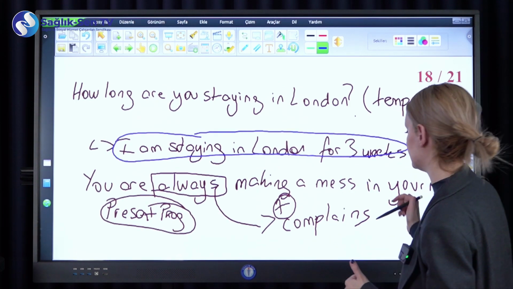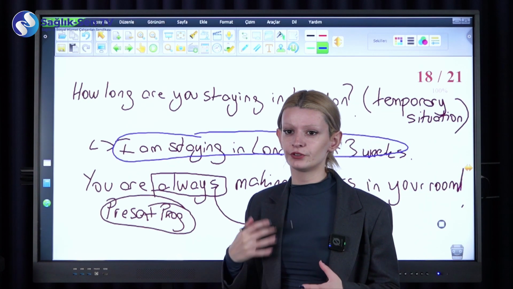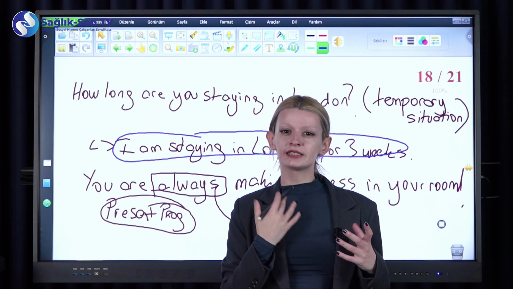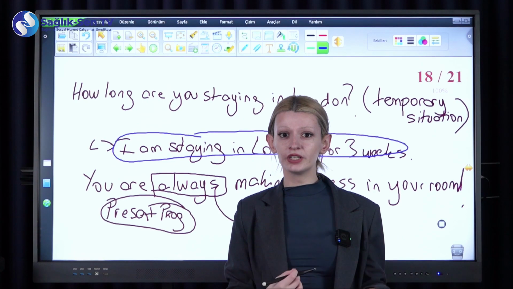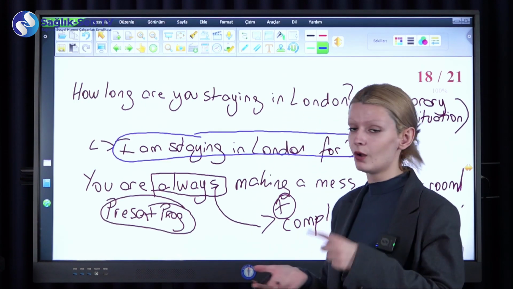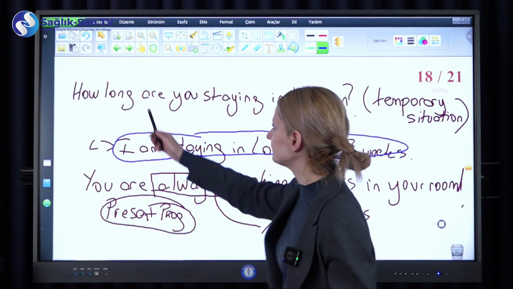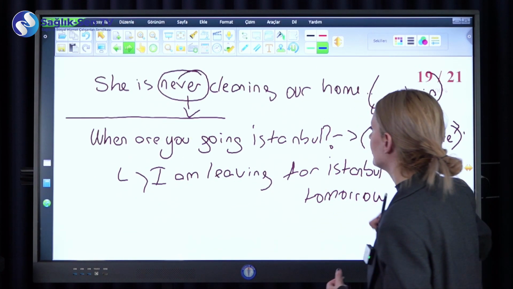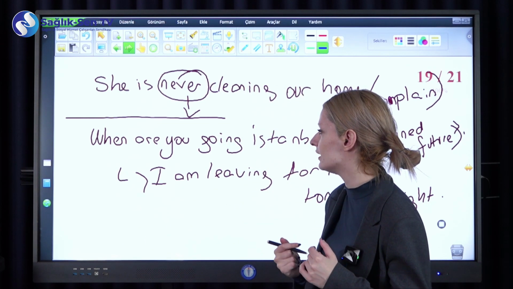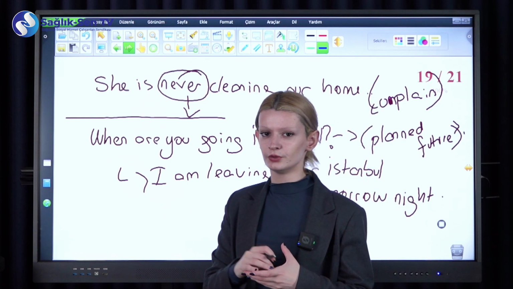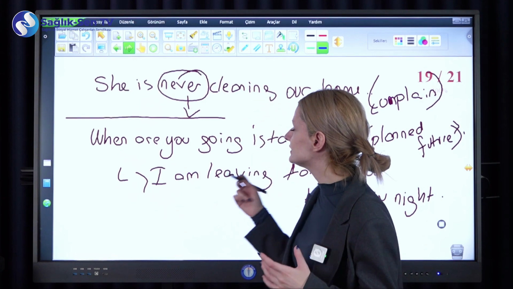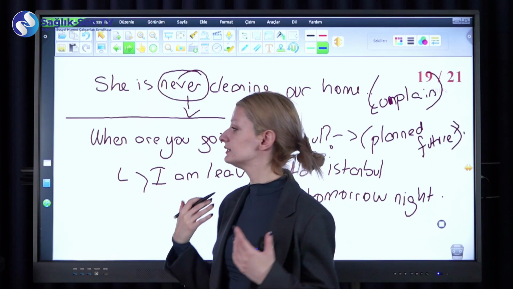You're always making a mess in your room. Then we have given an example for complaints. And when we're complaining about something using present progressive, I can use those frequency time expressions that we have studied in present simple, such as always, such as never. She's never cleaning our home. This may shock you, or it can come as a surprise, but the only use of these frequency time expressions other than present simple is when we're complaining about something using present progressive.